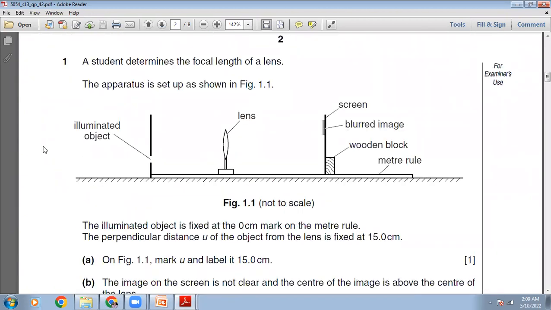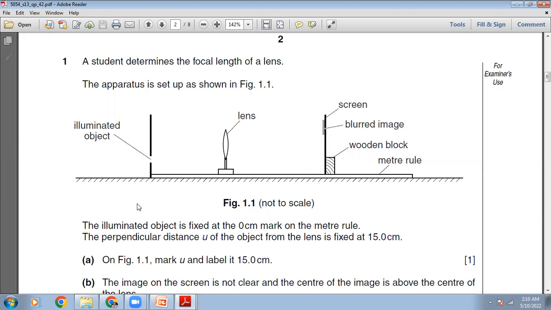A student determines the focal length of a lens. The apparatus is set up as shown in figure 1.1. Here we have a holder in which we have a lens, and here we have an illuminated object. Here we have a screen, and that is also on a holder. All these things are moving along a meter rule. The image formed here is blurred.